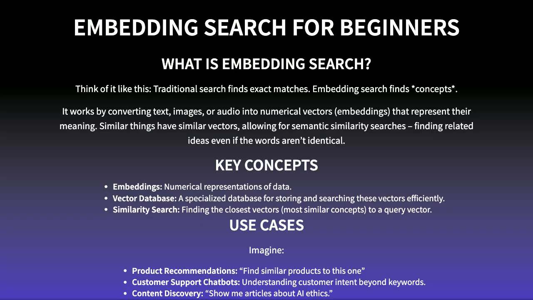A vector database is then used to store and quickly search these numerical representations. You can use it for all sorts of things: recommending products that share a similar concept, building chatbots that understand what people mean instead of just what they type, or even discovering related articles. There are some fantastic tools out there like Pinecone, ChromaDB, and Weaviate to help you get started.